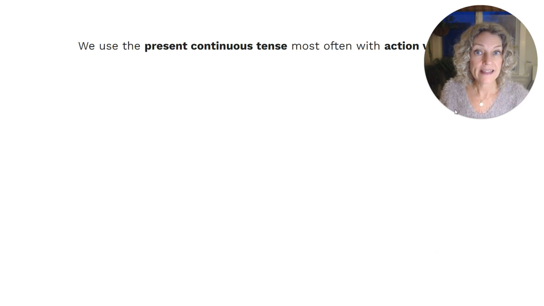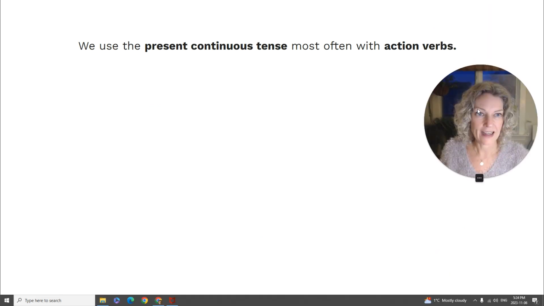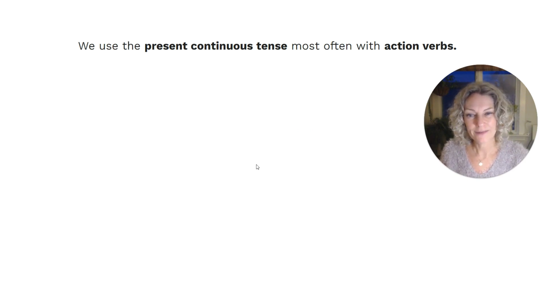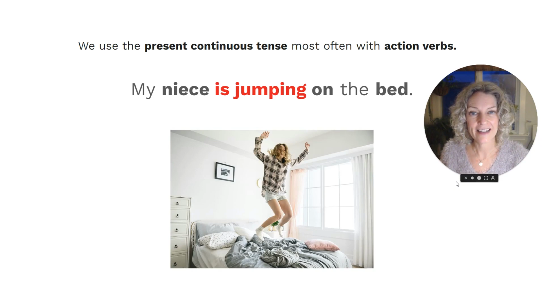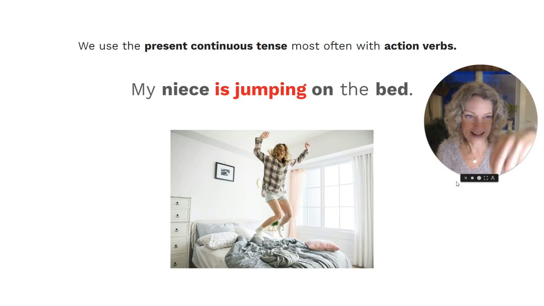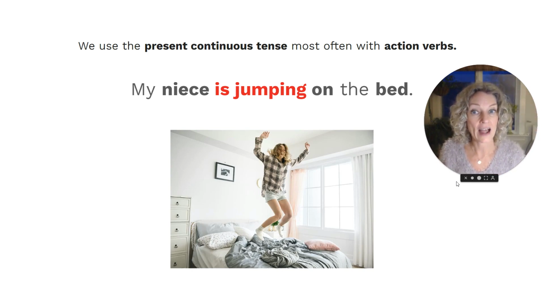So for the present continuous tense, we most often use that tense with action verbs. So here's an example. My niece is jumping on the bed. So definitely jumping is an action we can see. So that's why it's an action verb. And it's a continuous action, right? It's an appropriate verb to use because it's an action that can continue.